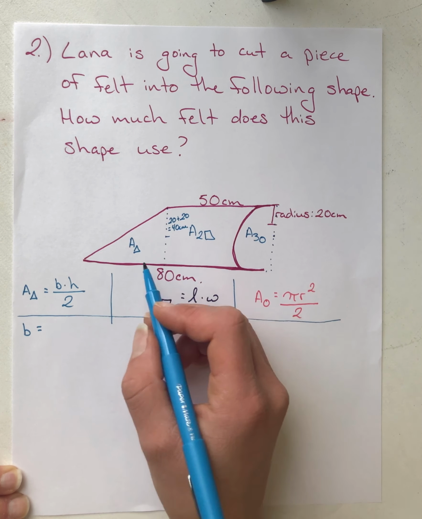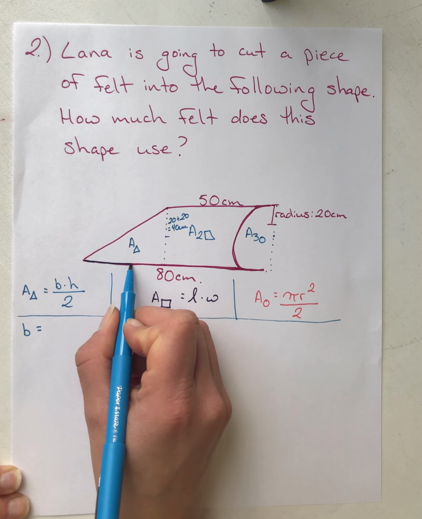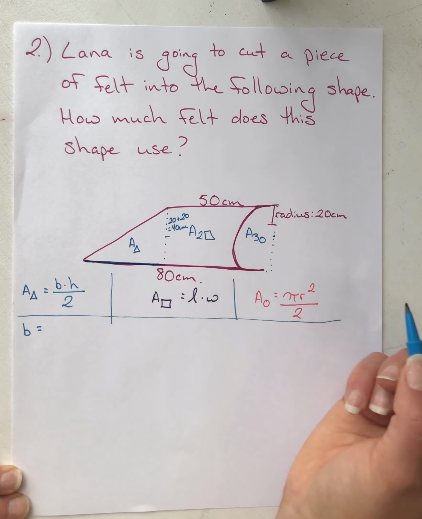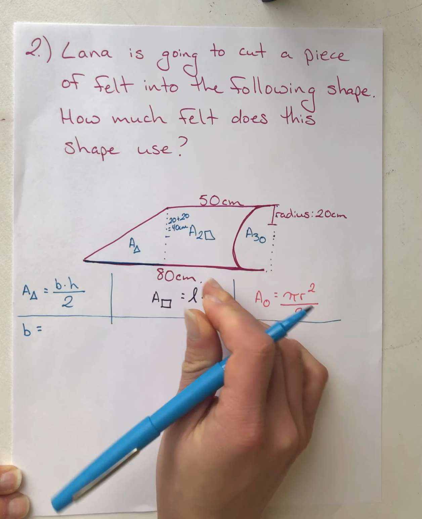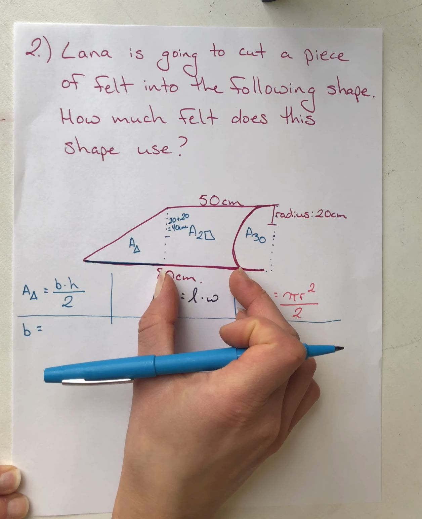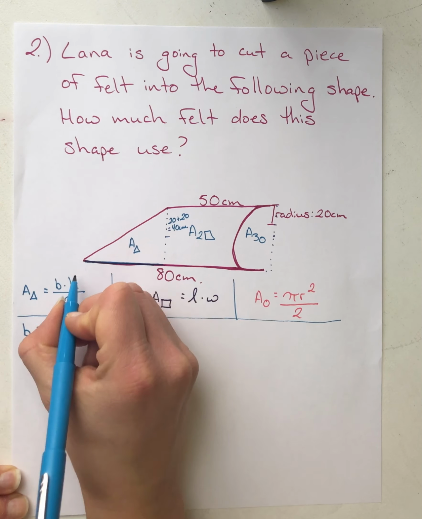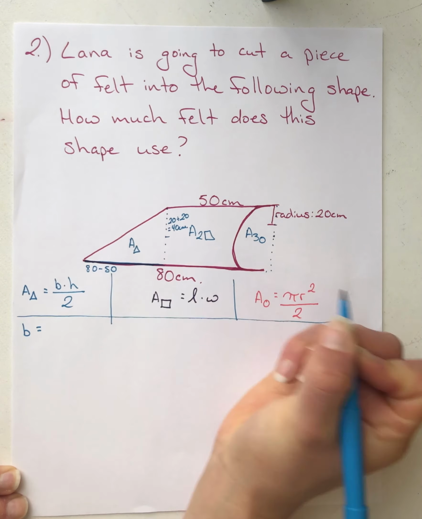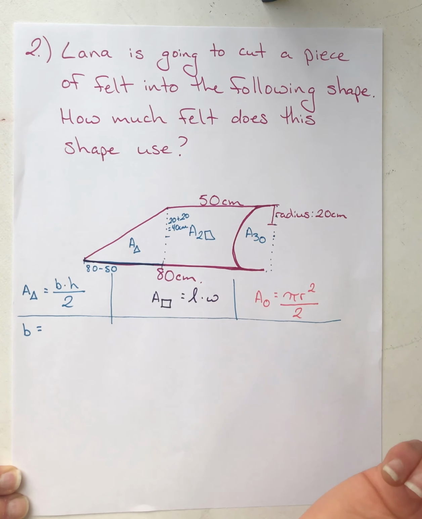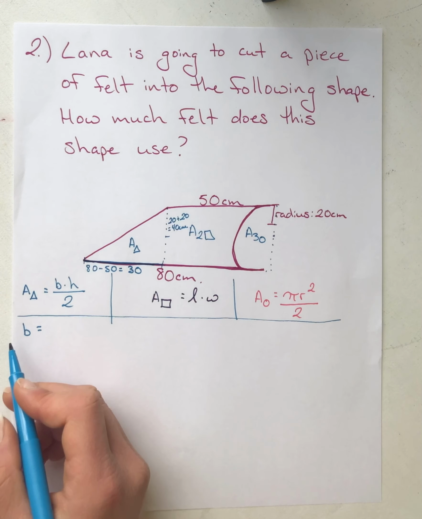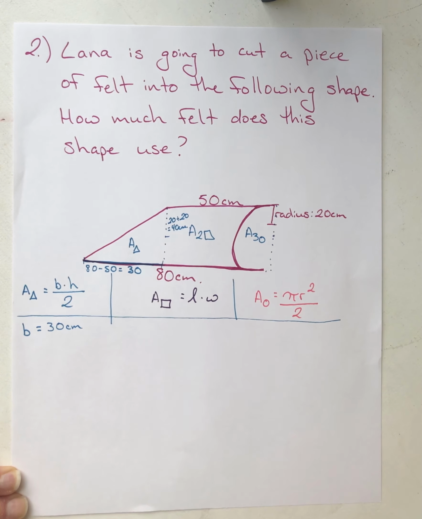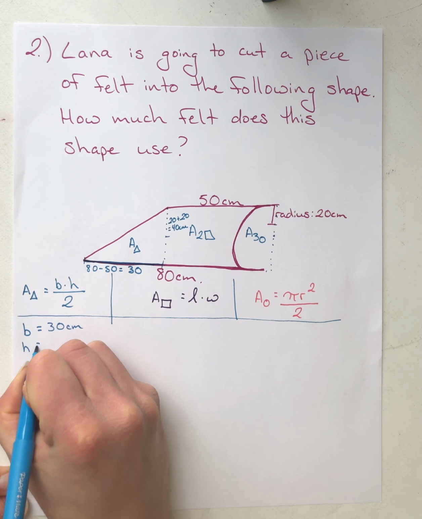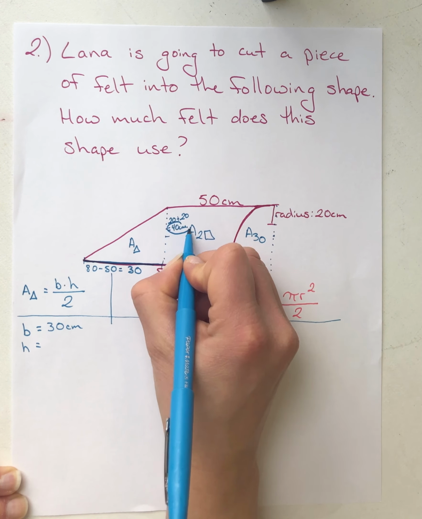So we have that portion, and then to get this part, because we have this missing information, we take a look and we say this whole thing is 80, and then this portion here is 50. So to get this, I do 80 minus 50, which gives me this missing section here. So this is going to be 30. So the base of my triangle is 30 centimeters. The height of my triangle is this 40 centimeters.